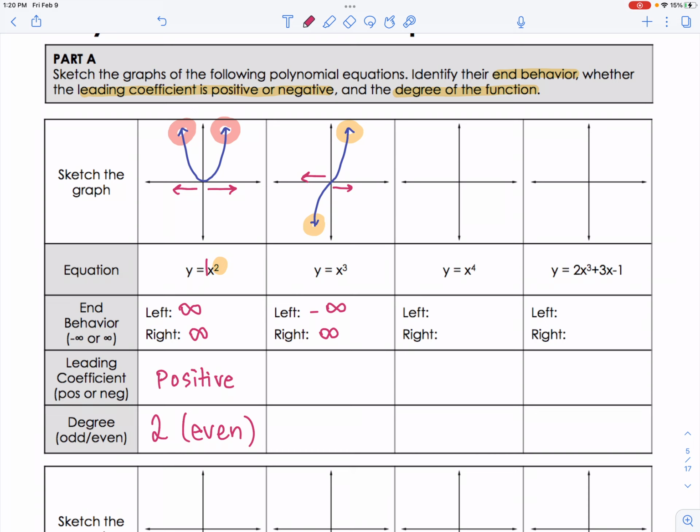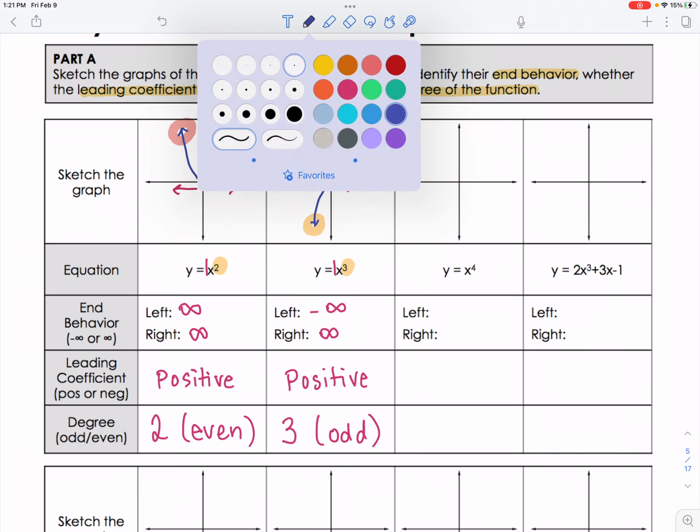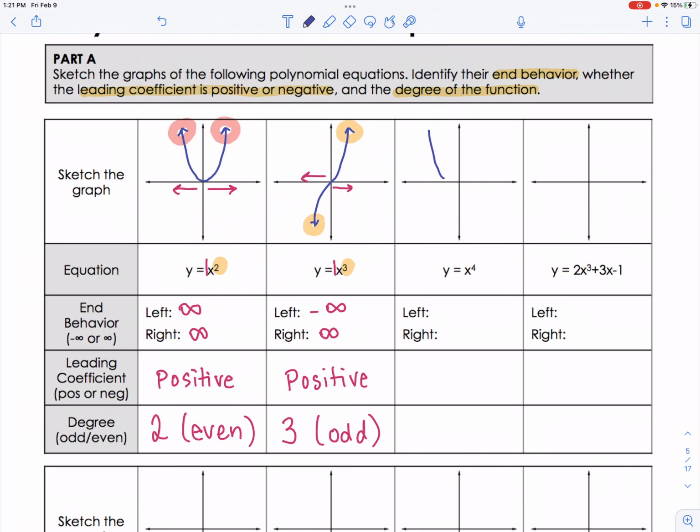So we can see here the leading coefficient is a 1. It is positive. The degree is 3, so that is an odd number. If we graph y equals x to the fourth power, and again, you can use a table or a graphing calculator, this is going to look very similar to x squared, except it's going to be a little bit flatter here and just a little bit wider, like this.